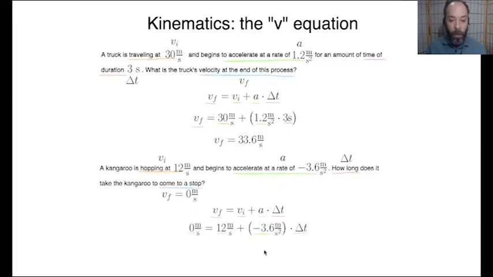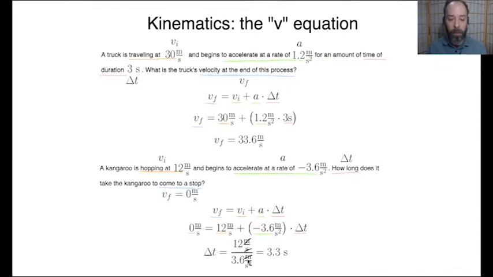So now we can plug those numbers into the appropriate places in the V equation, and the unknown we're going to put in its place. We're going to leave it as a variable. So now we've got 0 meters per second equals 12 meters per second plus negative 3.6 meters per second squared, that's our acceleration, times delta t. We do the algebra, we solve that for our unknown, and we are going to find that delta t is equal to 12 meters per second divided by 3.6 meters per second squared.